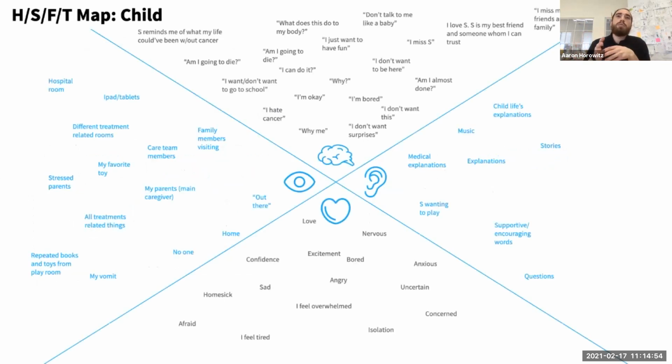Another tool that we use to help us do the same thing is what we call hear, see, feel, think maps. So as we synthesized our research, we created these hear, see, feel, think maps for children and their parents. And I'll just read some of the anecdotes that were categorized in here, because it'll really give you a firsthand perspective of what these children are experiencing. They're hearing medical explanations, they're hearing child life explain things to them, they're hearing all sorts of words of support and encouragement. They're feeling love, they're feeling nervousness, anxiety, excitement, boredom, they're feeling overwhelmed and isolated.